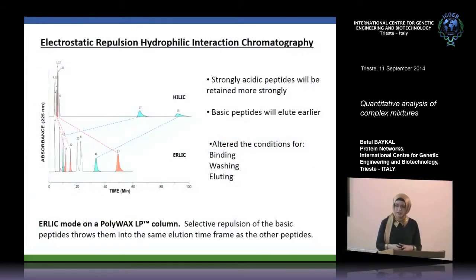So for that purpose, I chose a specific chromatography called ERLIC. It's an electrostatic repulsion hydrophilic interaction chromatography. So in this kind of chromatography, the strongly acidic peptides will be retained more strongly. In my case, they are the peptides with cysteic acid, and the basic peptides will elute earlier. But still, I had to alter the conditions for this chromatography. I didn't use the classic ones.